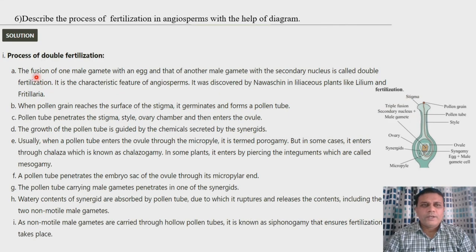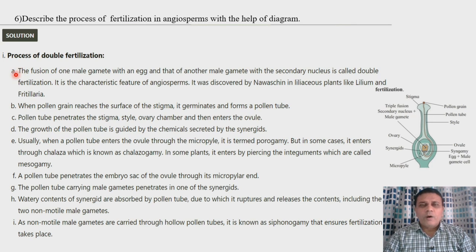Now we will see the next question, that is, describe the process of fertilization in angiosperms with the help of a diagram. In this question, 2 marks are given for the description of fertilization and 1 mark is for the diagram.